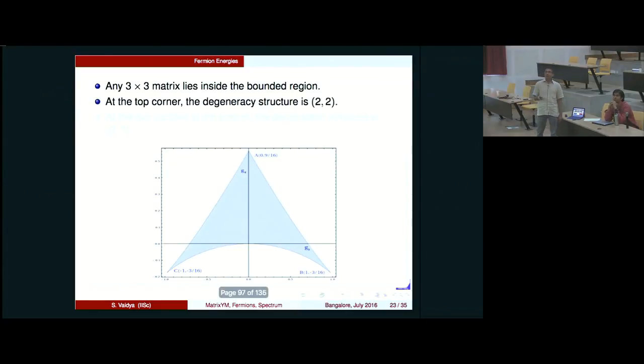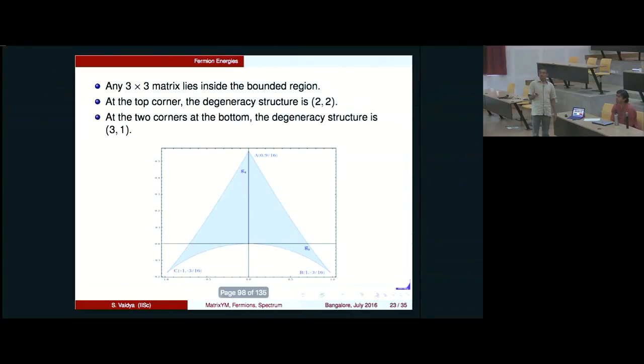So what is interesting is that this is intimately related to the structure of degeneracies of the fermions. For example, in the bulk, it's completely non-degenerate. You have 4 eigenvalues. At the top corner, the structure of degeneracies is 2 and 2. At the 2 corners at the bottom, one of which I call C, the degeneracy structure is a triplet and a singlet.